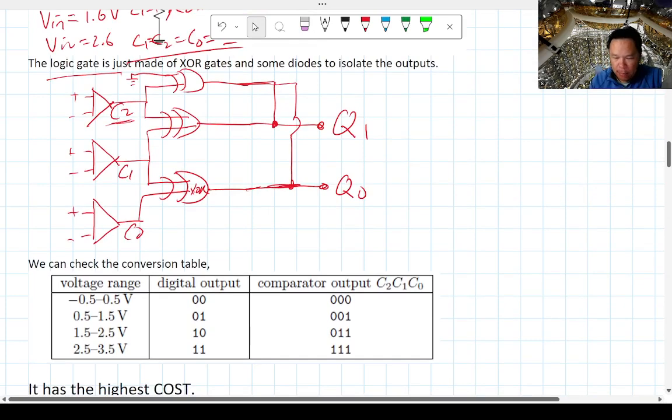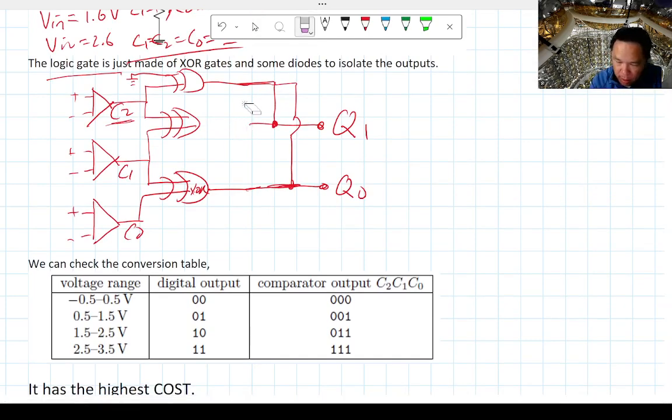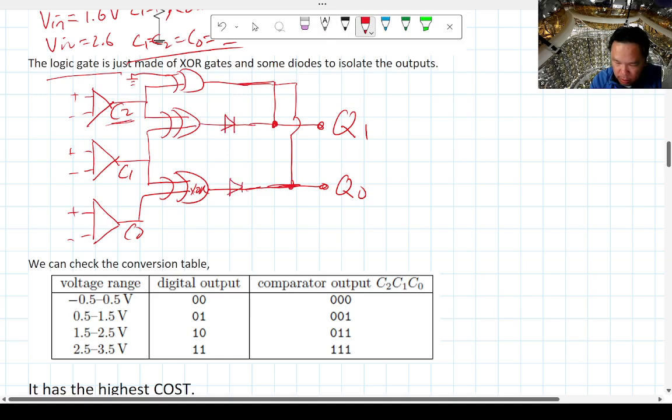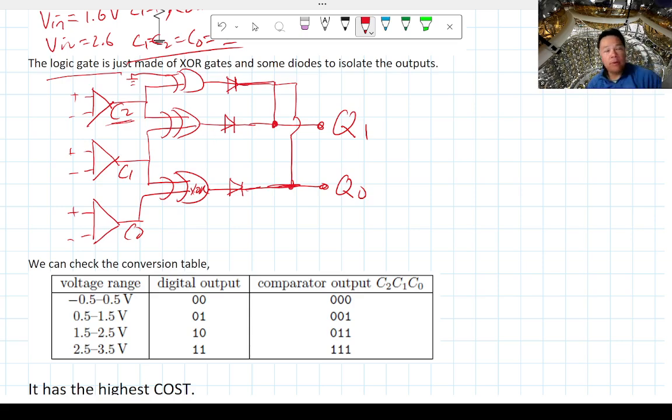One more thing I'm going to add. Whoa, these are erasers. I'm going to add diodes. So these are not gates. These are just regular diodes to all of these. This prevents the current from flowing backward through to the output of these XOR gates. All right, so let's just check.